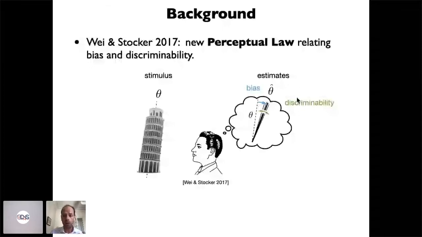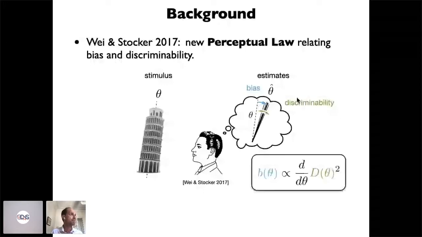Okay, so in particular, the law that Wei and Stocker proposed was that bias, how much systematic discrepancy there is between your estimate and the true theta, is related to the derivative of discriminability squared. Okay, so it's a little bit hard to wrap your mind around. I'm going to unpack that for you a bit more in a few slides.